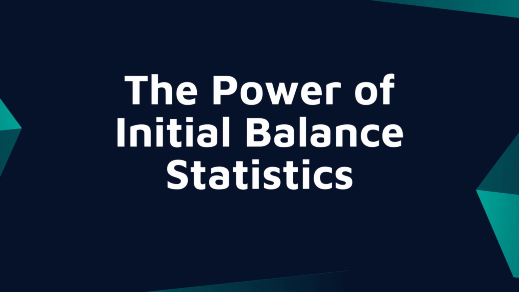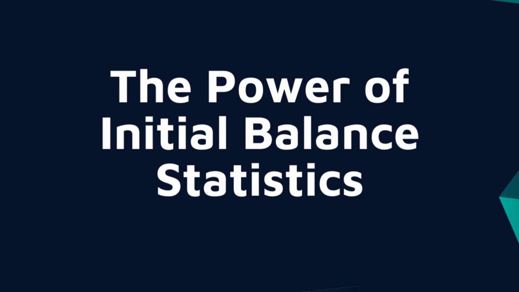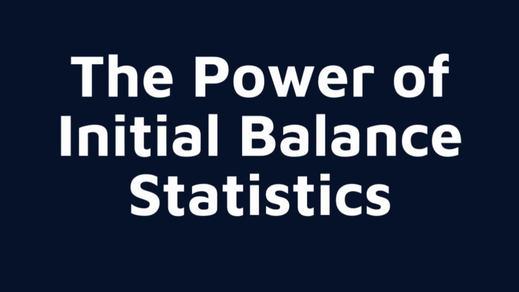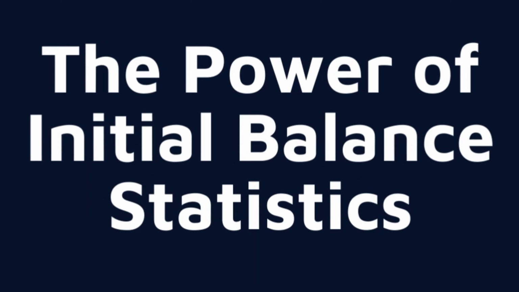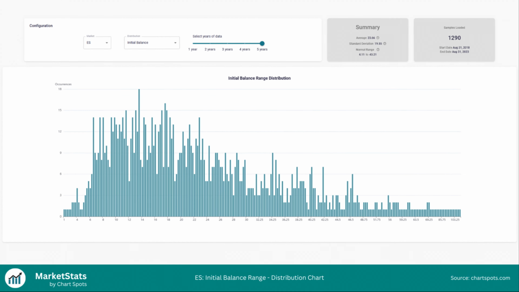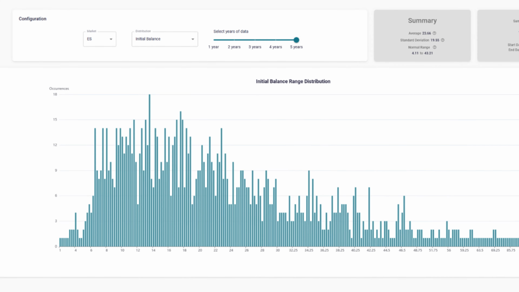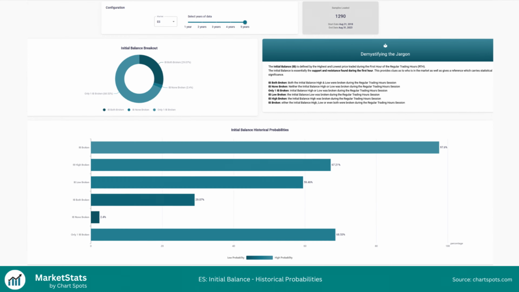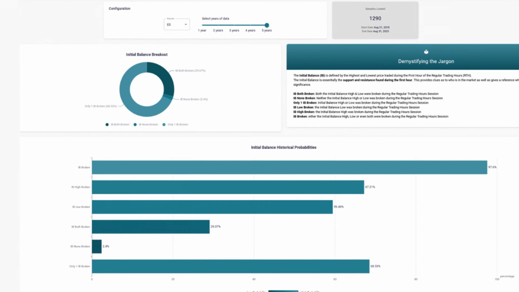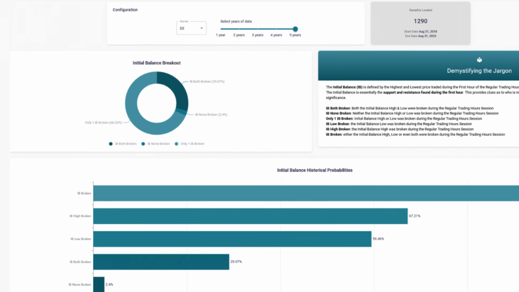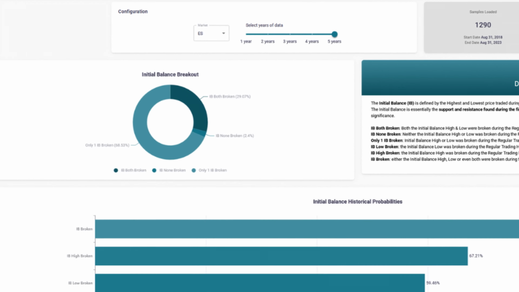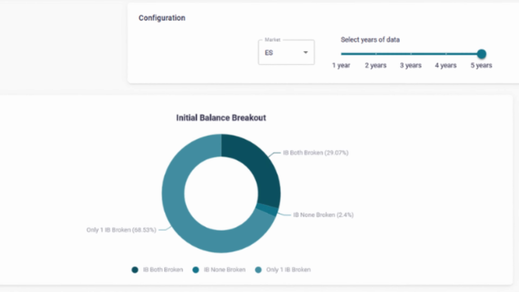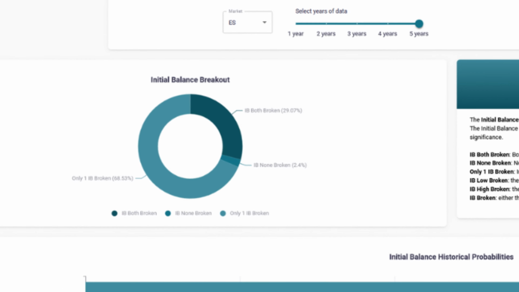Now that we've covered what the initial balance is and why it's so important, let's talk about the game changer, initial balance statistics. These are not just numbers, they're a goldmine of insights that can help you make better trading decisions. Initial balance statistics involve analyzing the historical data to identify patterns and trends. For example, how often does the market break out of the initial balance range? Or what's the average size of the initial balance range on a trending day versus a non-trending day? These are all types of statistics that can help you identify high probability trading opportunities.